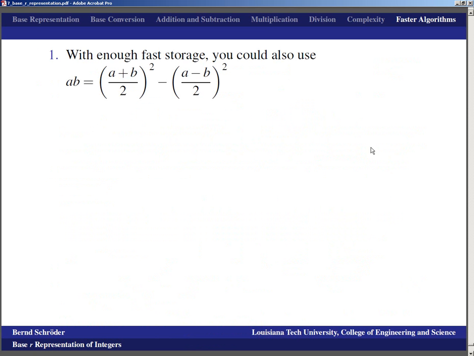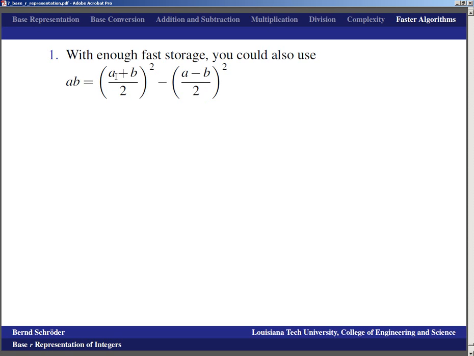So for example, and here's where things become, I think, a little bit of trying to look at the future or trying to look at alternatives. With fast enough storage, you could use that a times b is nothing but a plus b divided by 2 squared minus a minus b divided by 2 quantity squared. First of all, let's make sure that that works out.